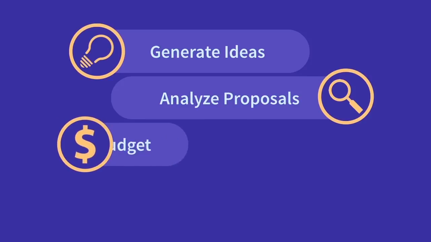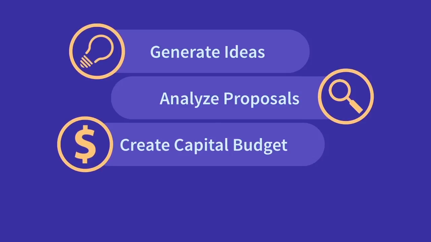Step 3 is create the capital budget. This is where we piece the proposals together. It's important to remember that although an investment proposal may look good in isolation, all projects must be considered together in terms of how they interact and how they fit with the company's overall strategy.